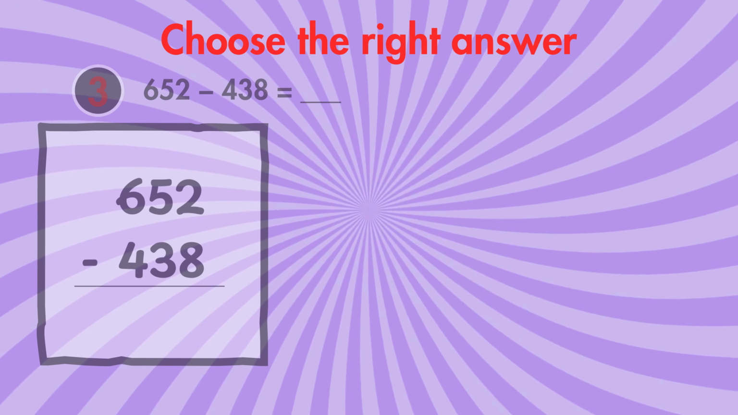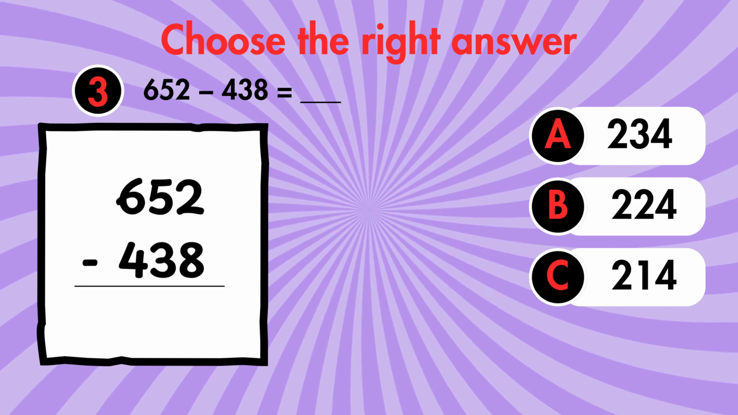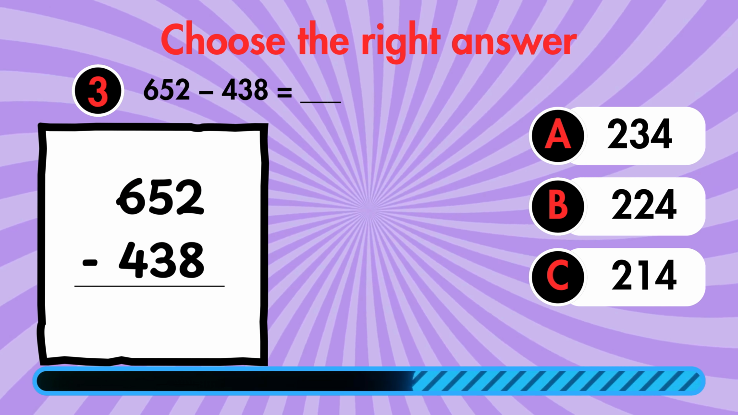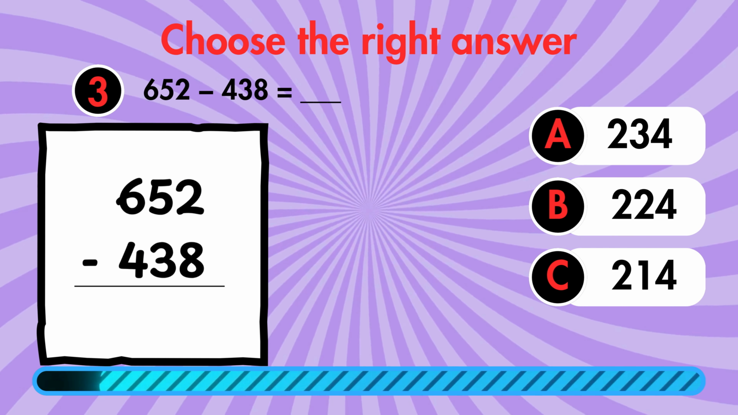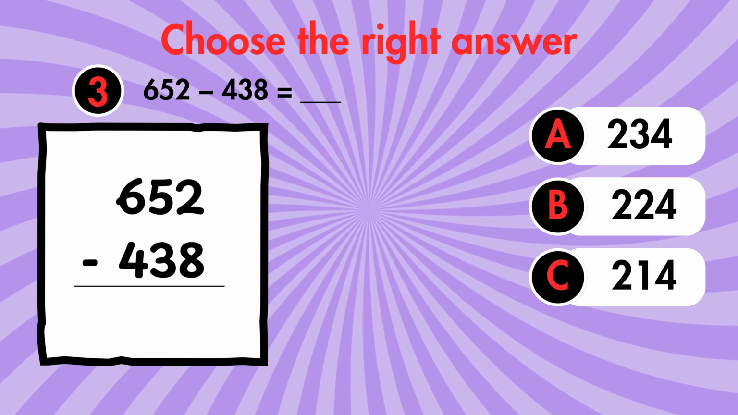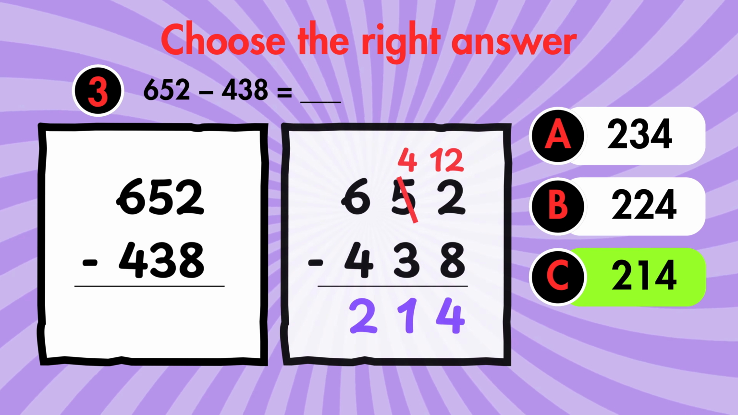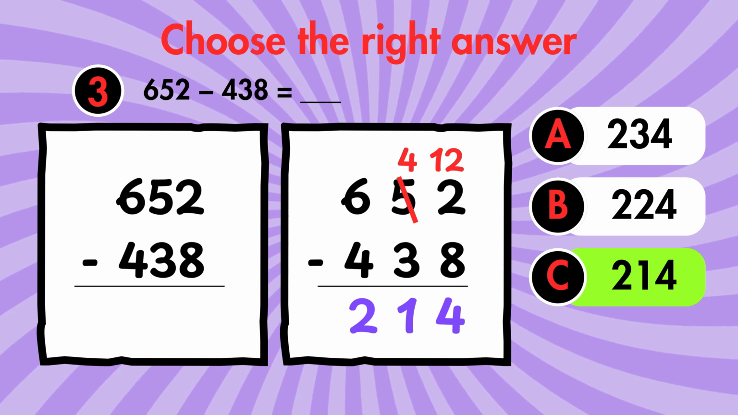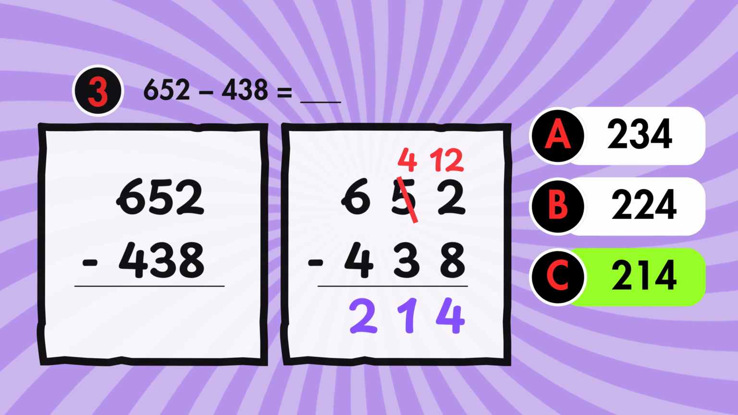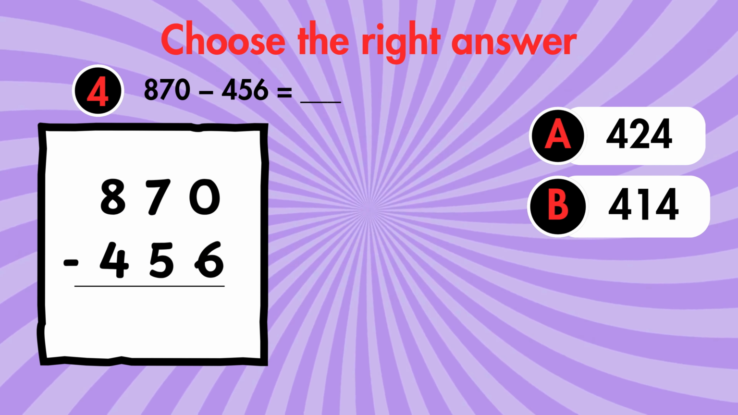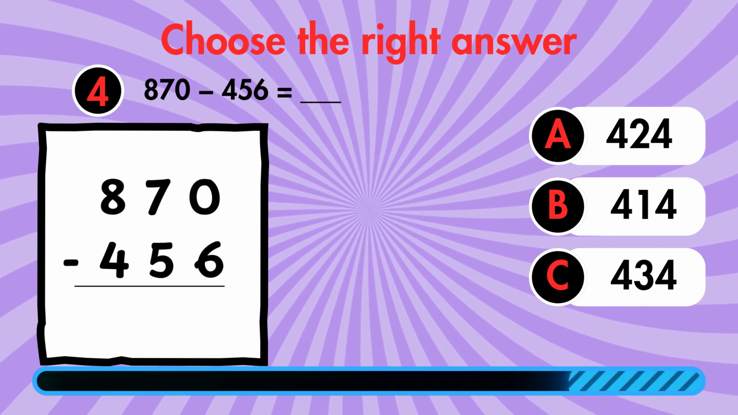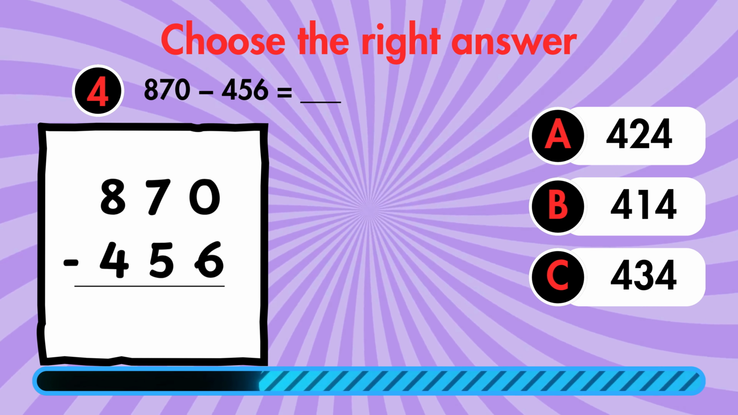What is the difference between 652 and 438? Take away 456 from 870. How much remains?